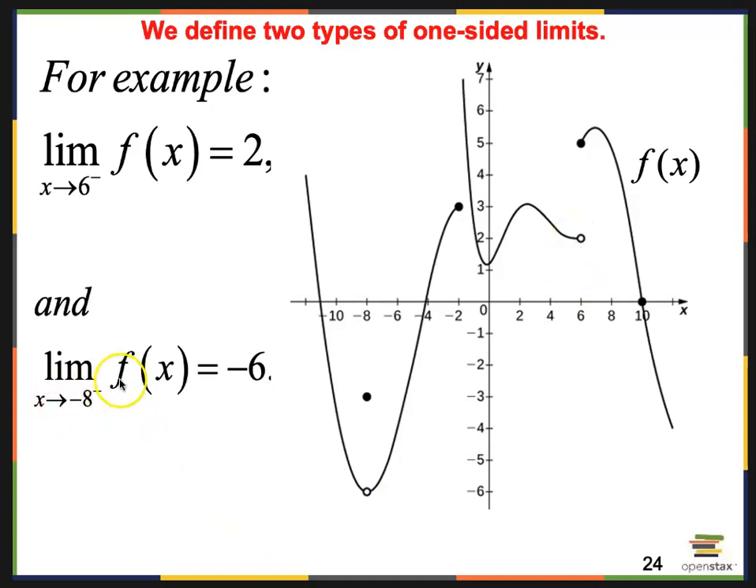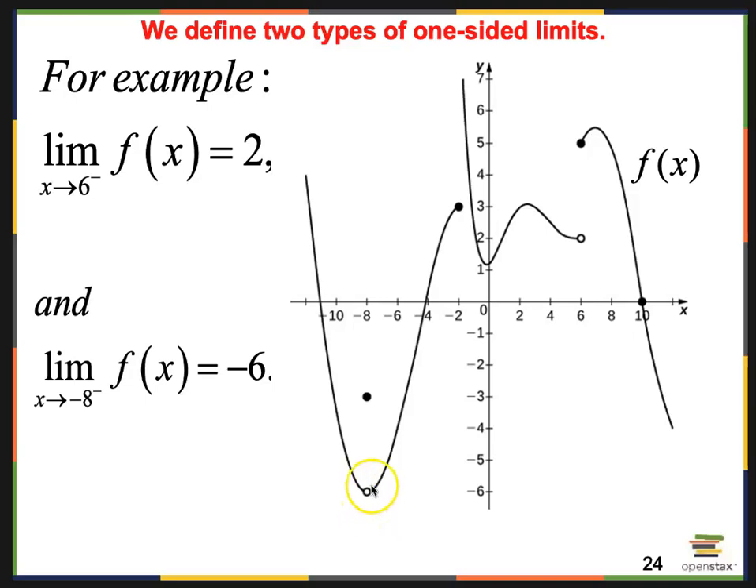Okay, what about the limit of the function as x approaches -8 from the left? So here's -8. Okay, we're approaching from the left. What happens when I get to -8? What's my f of x value? It is -6. So it looks like the limit is -6 for this particular limit. So again, we're approaching from the left.